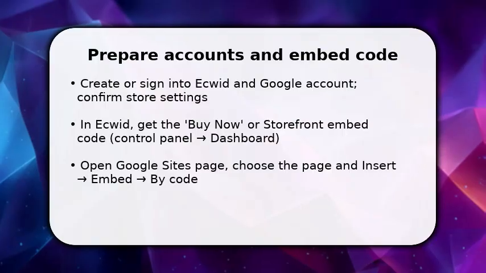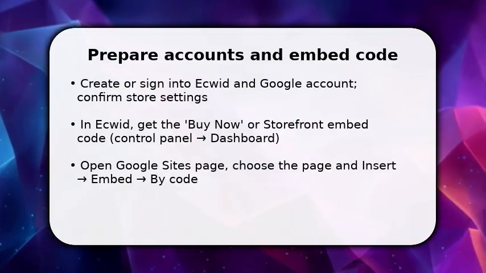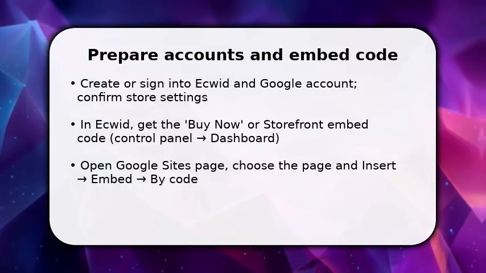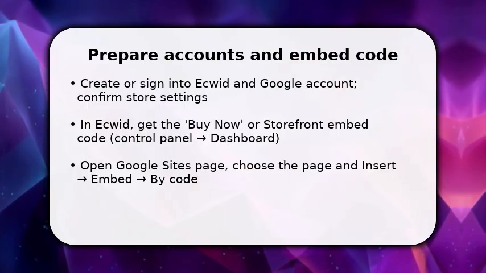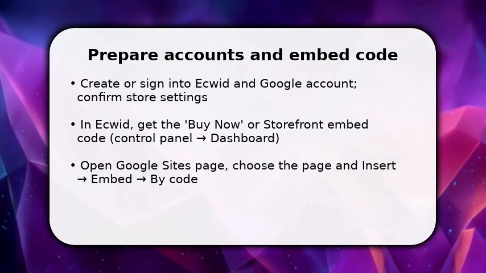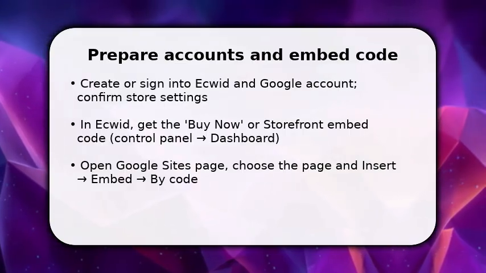Enjoy the video. You'll start with accounts ready. Log into Ecwid and Google Sites. Once signed in, open your Ecwid control panel and copy the store embed snippet or the Buy Now widget. Make sure your Ecwid store settings, currency, shipping, and taxes are set before embedding.